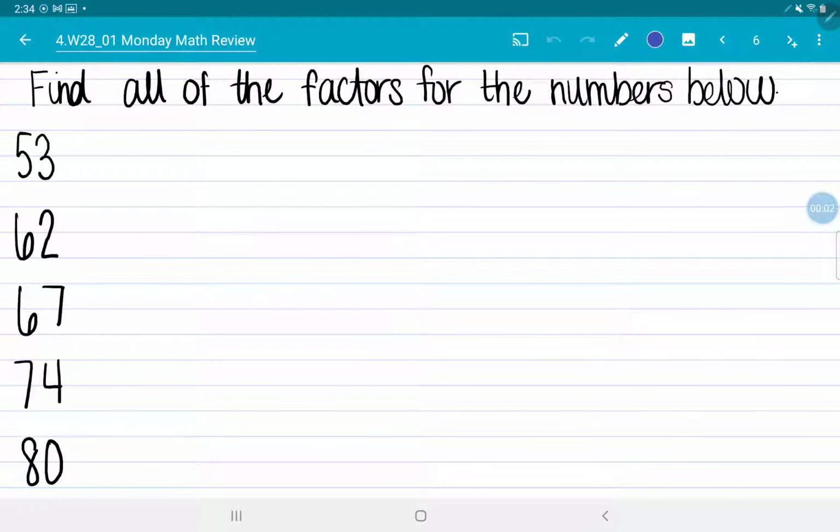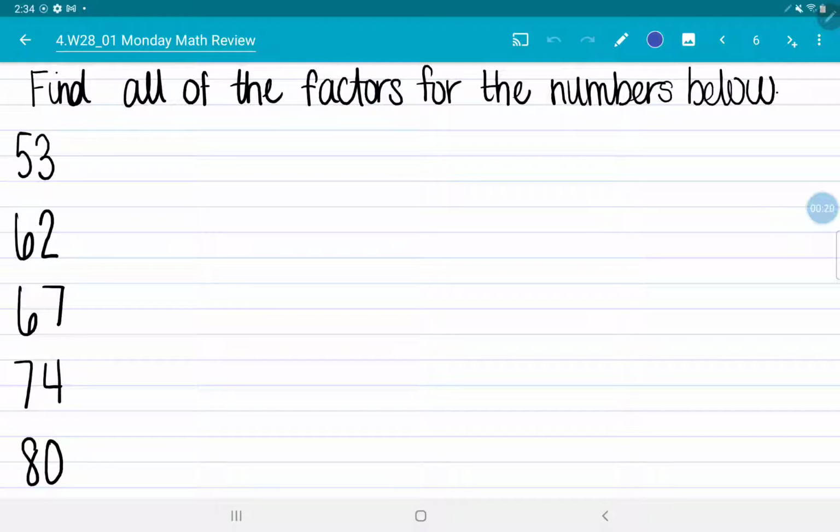And so the first question asks you to find all of the factors for the numbers below. What is a factor, Zyla? It is something you can times to get that number. It's whole numbers greater than 1 that multiply together to equal a number.